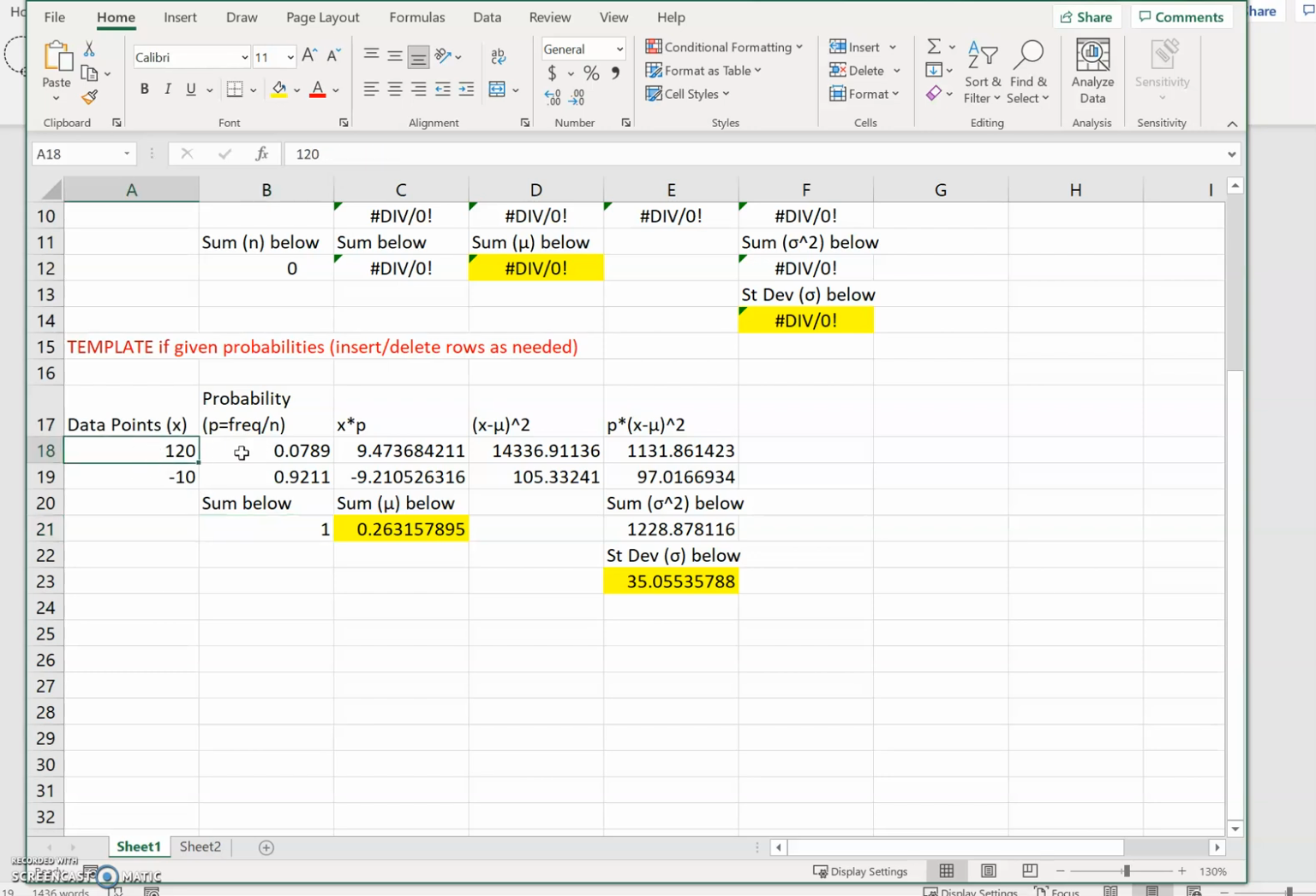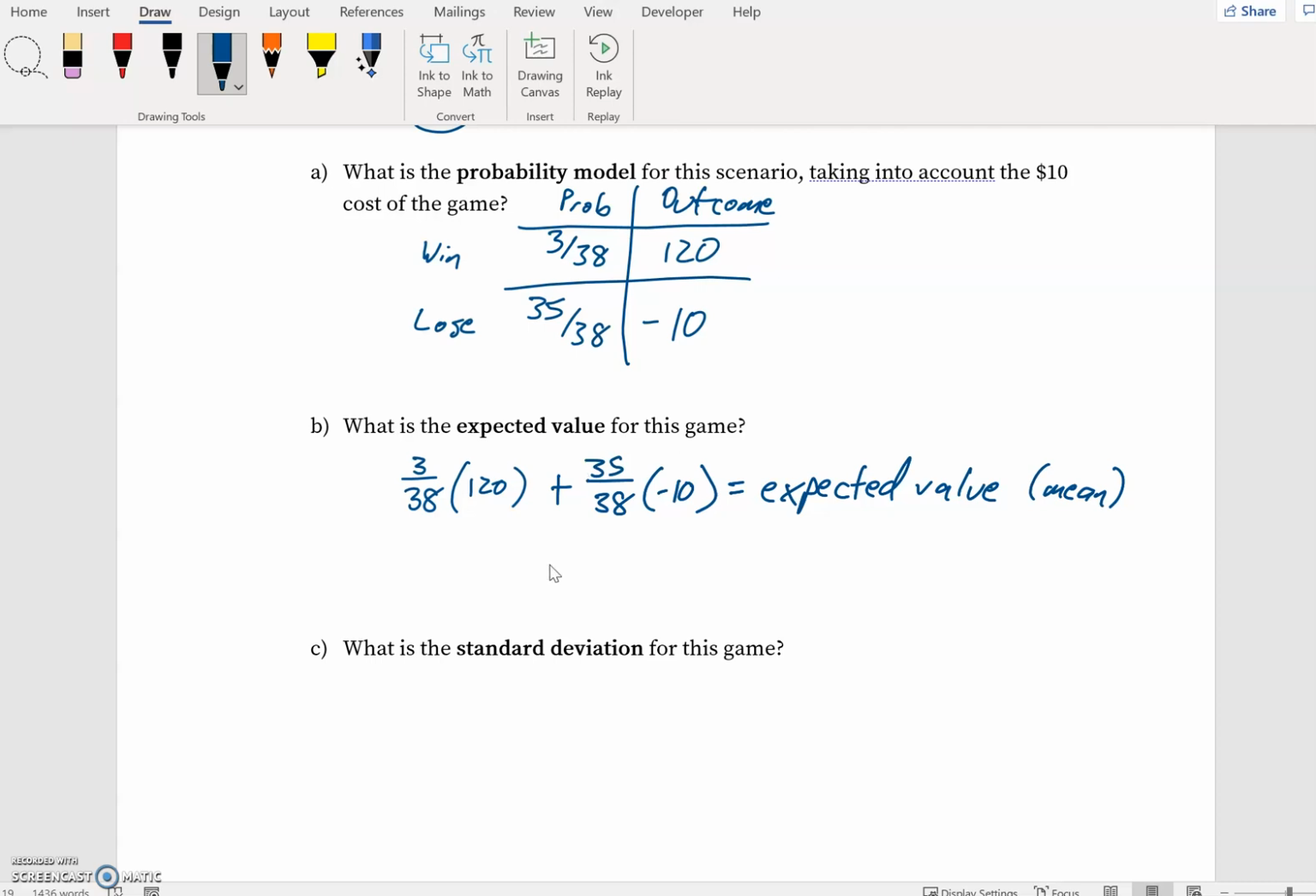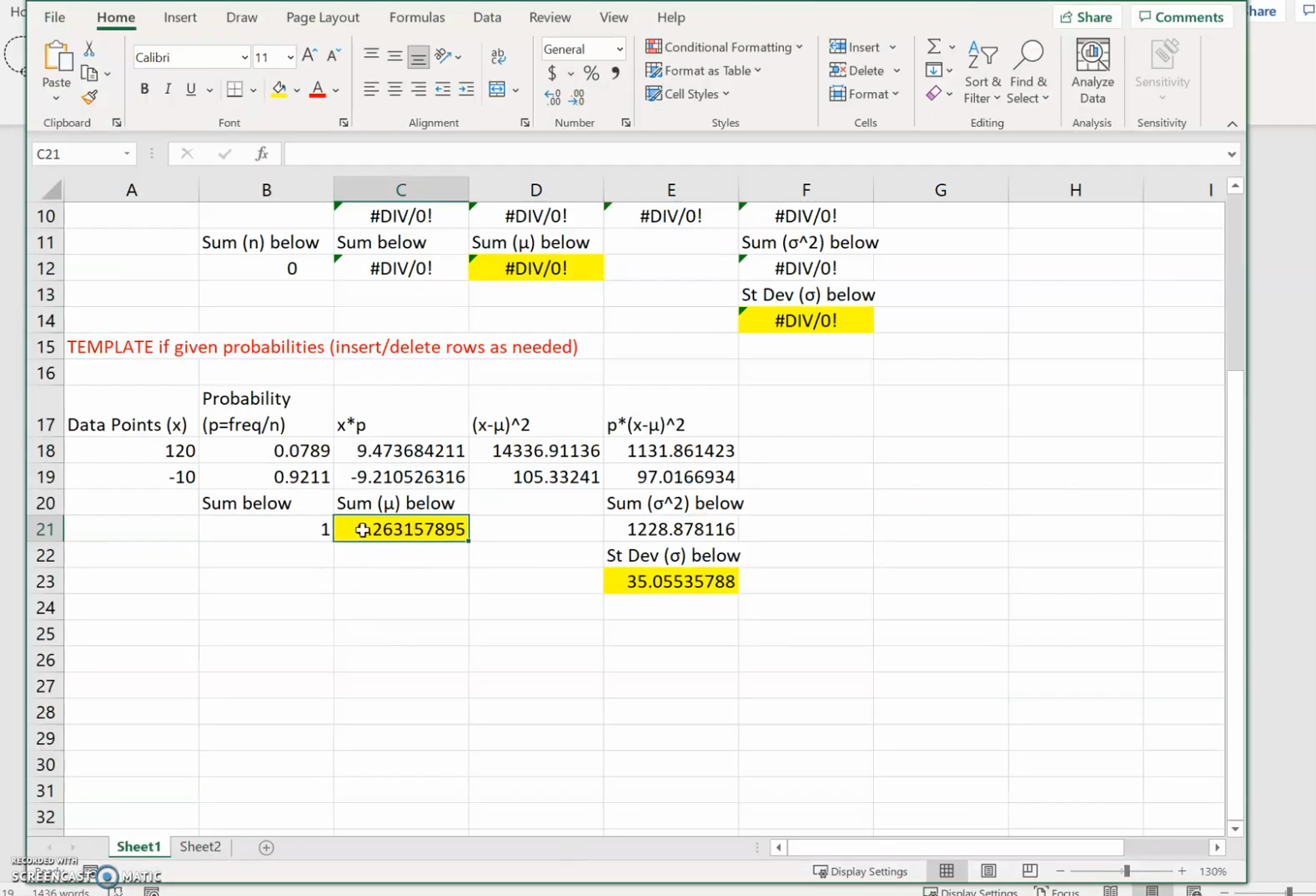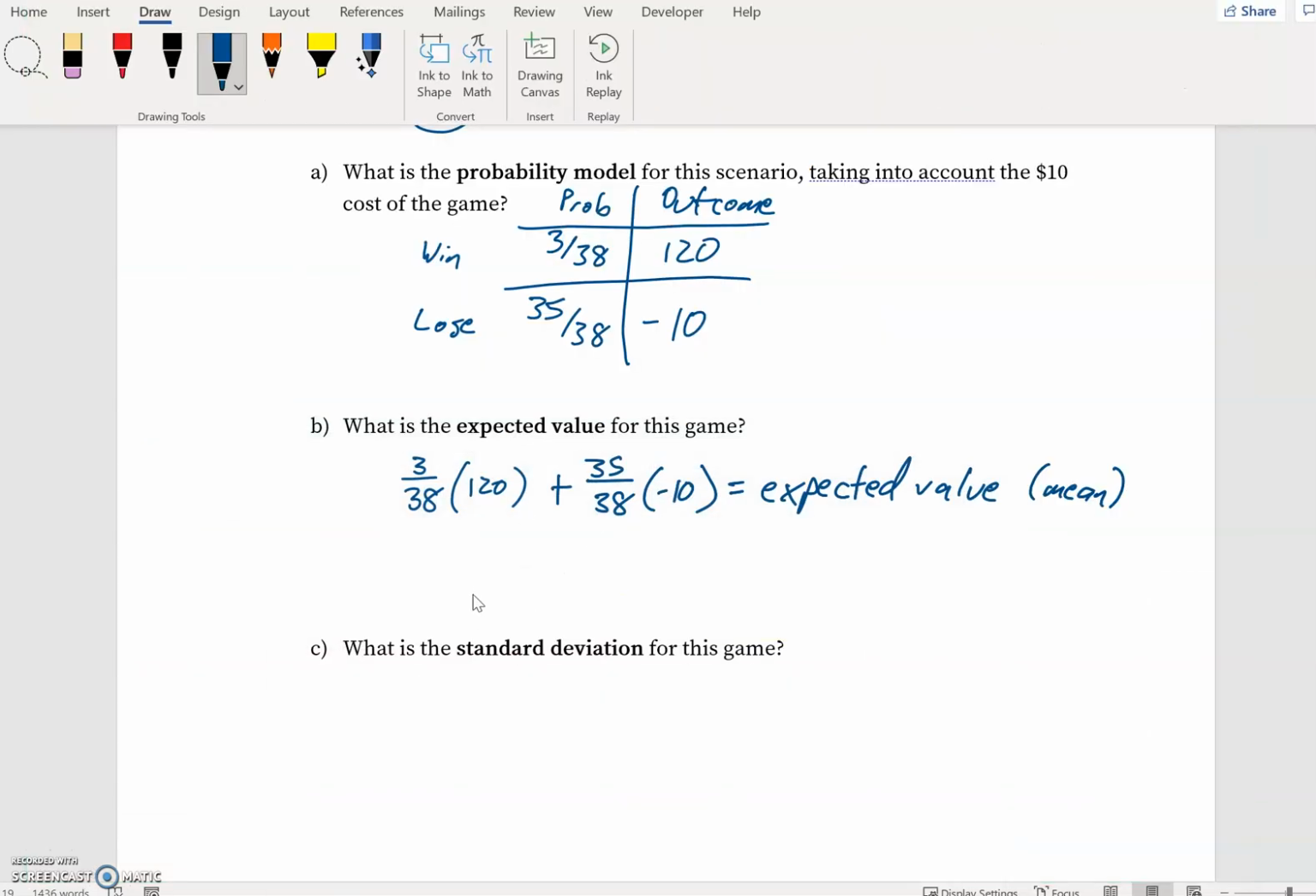So here was our X, 120 times its probability, -10 times its probability, and then we're just going to add those two up. That's basically what we said to do when we did this thing by hand, right? The outcome times the probability, the outcome times the probability, and then add them together. Okay, so we end up getting 0.26315, and so in this case we want to say our expected outcome is 0.263. Right, and this is measured in dollars because the -10 was $-10, the 120 was $120.